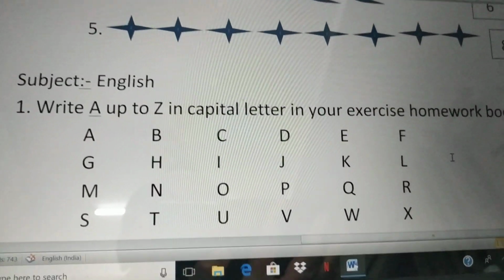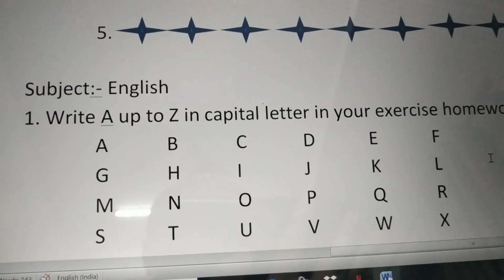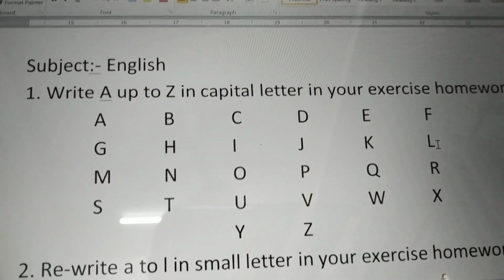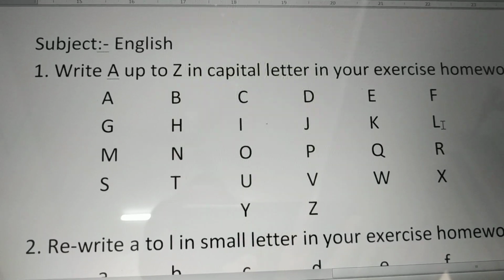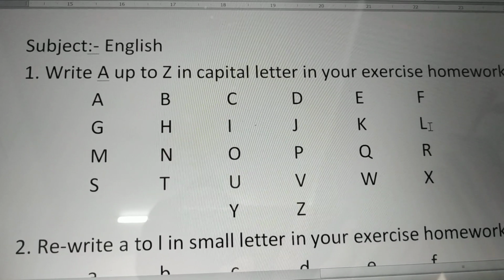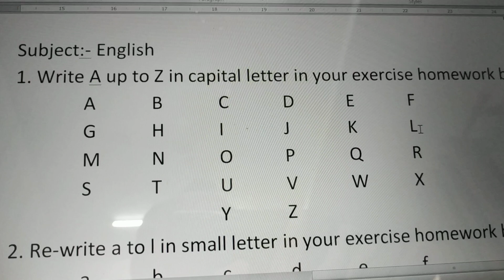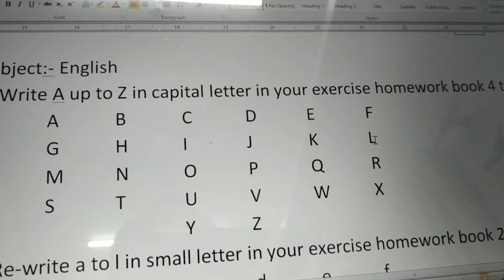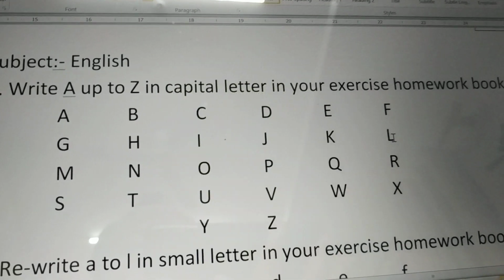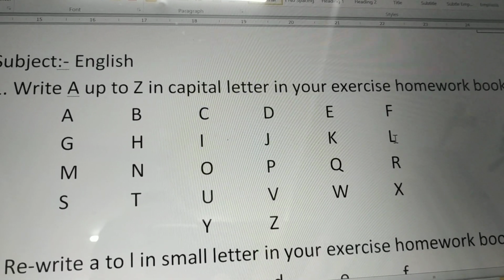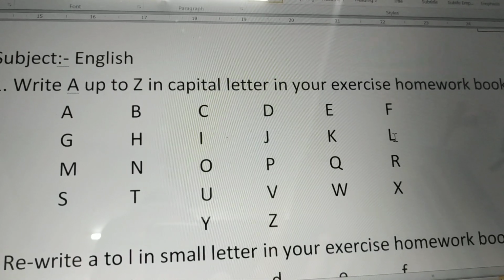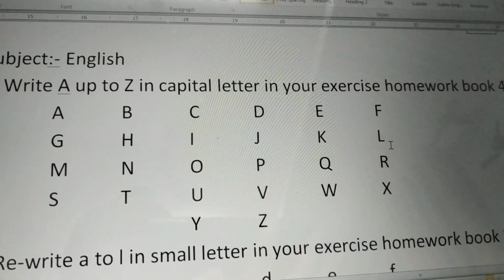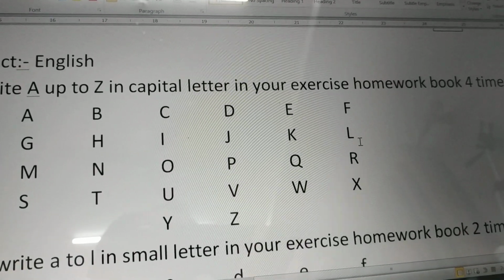So now English, subject English. Write A up to Z in capital letters in your exercise book 4 times. Okay, write A up to Z in capital letters in your exercise book 4 times.